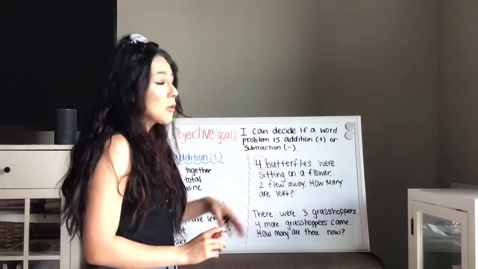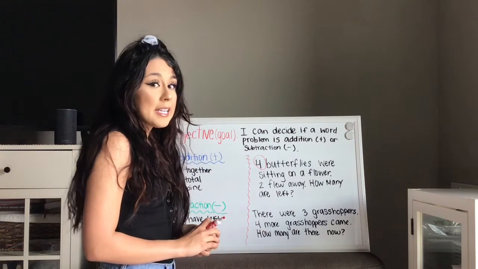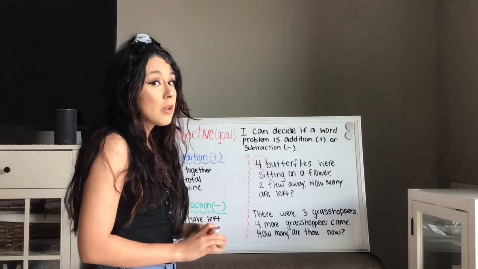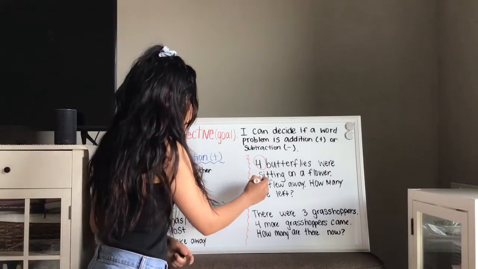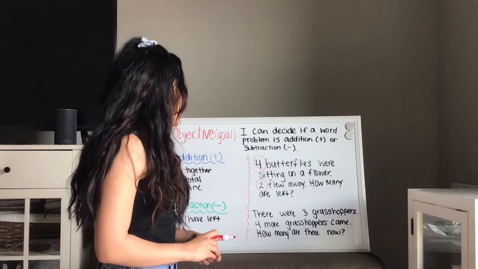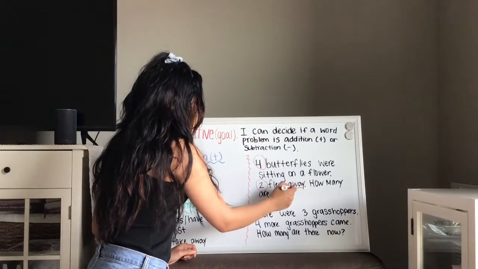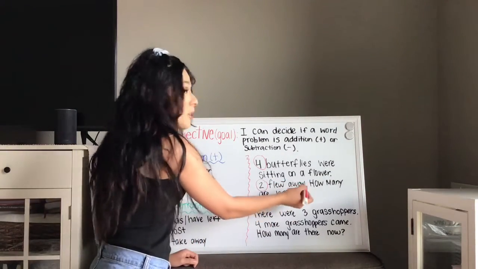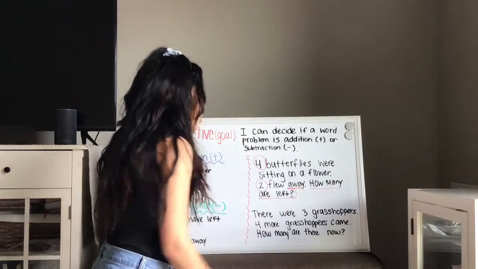Word problems have a lot of writing, a lot of words and numbers in them. So if you circle your numbers, it makes it easier to write your number sentence, which is something you will have to do eventually. 4 butterflies were sitting on a flower. 2, I'm going to circle 2. That's another amount that we're working with. 2 flew away. The word away sounds pretty important to me, so I'm going to underline that. And then I'm going to underline the question. How many are left? And it has our question mark.